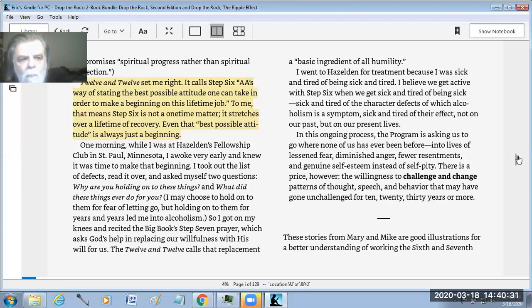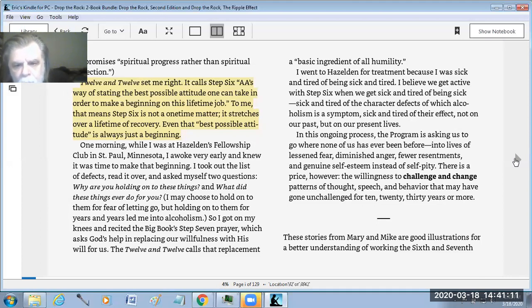I took out the list of defects, read it over, asked myself 2 questions. Why are you holding on to these things? And what did these things ever do for you? I may choose to hold on to them for fear of letting go, but holding on to them for years and years led me into alcoholism. So I got on my knees. I recited the Big Book's Step 7 prayer, which asks God's help in replacing our willfulness with His will for us. The 12 and 12 calls that replacement a basic ingredient of all humility.